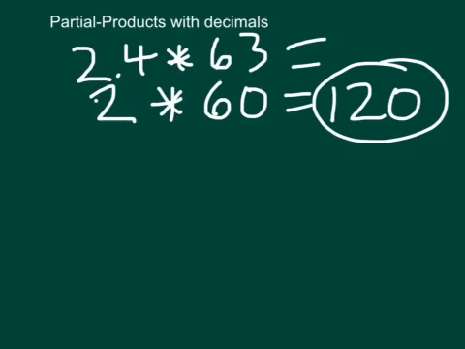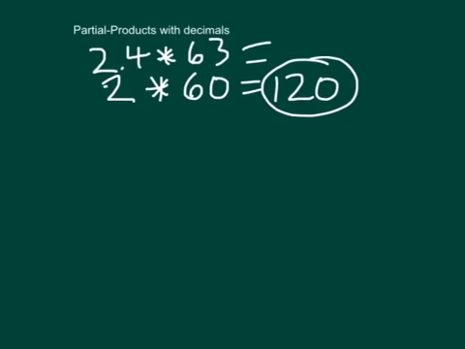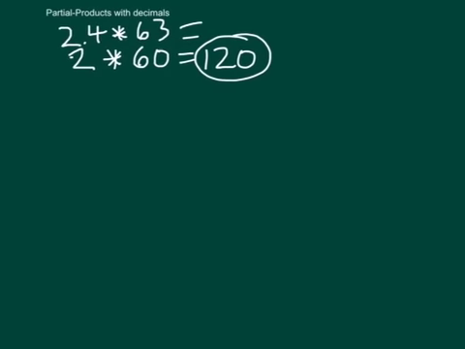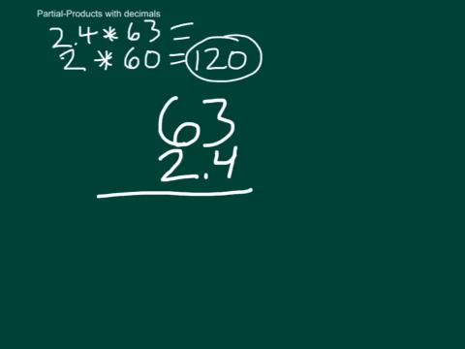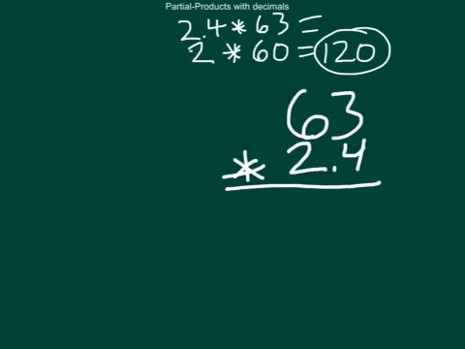Okay, so I can still use partial products, so let's get me some more room. And I'll just keep the estimate there so you can see it. And we'll start with the number 63 on top, and we'll put the 2.4 or 2 and 4 tenths on the bottom, and let's do our multiply. With partial products, let me scoot this over a little bit. There we go. All right.